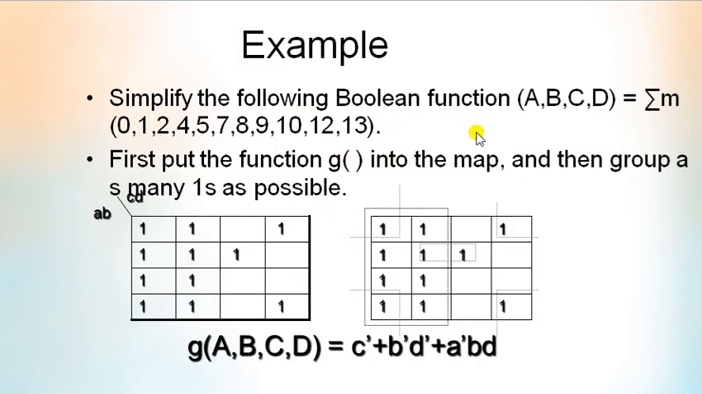This is one example for simplifying the four variable Kmap. Consider this example A, B, C, D, four variables, 0, 1, 2 like this. First of all, we put ones in the corresponding cells using this function, and in the second step we have to group these ones like this, and like solving the three variable Kmap, we get c dash plus b dash d dash plus a dash b d.